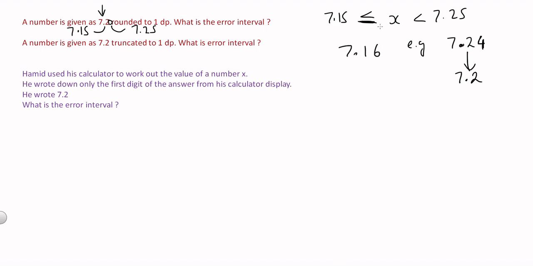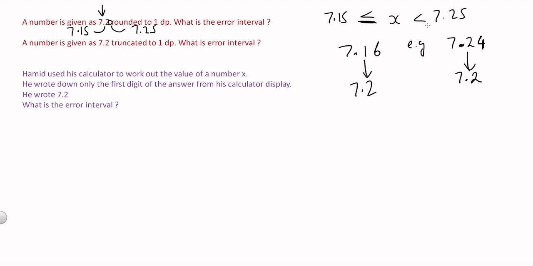Let's try 7.16. Obviously that's less than 7.25 but bigger than or equal to 7.15. When rounded to 1 decimal place, you look at the 6. Look at the second digit. Is it 5 or more? Yes, it is. So that rounds to 7.2.